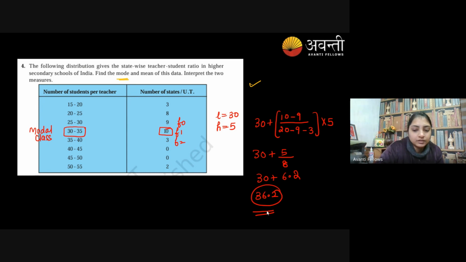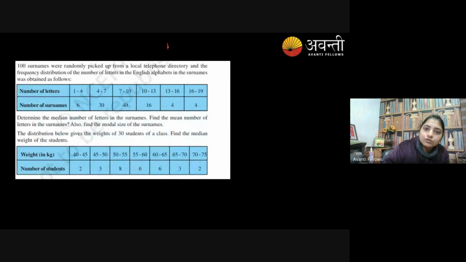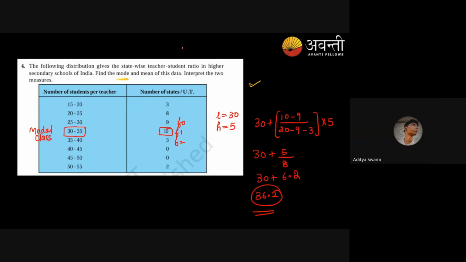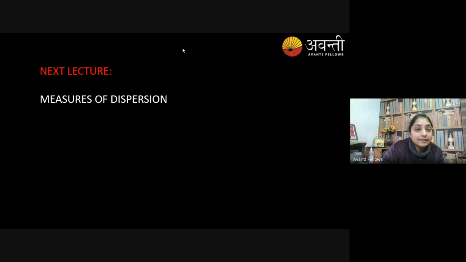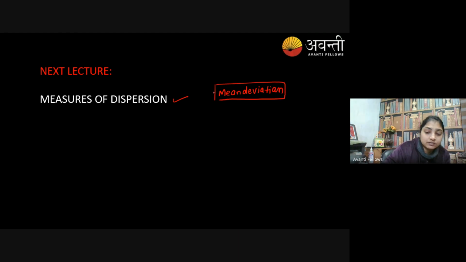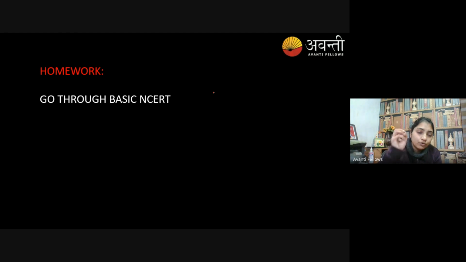That's great. So these 2 questions are assigned to you as homework. Clear? In the next lecture, we will do the measures of dispersion. It means the actual part. You have already done mean deviation and standard deviation at school level. So we will work on these 2 things. Clear? So what's the homework?